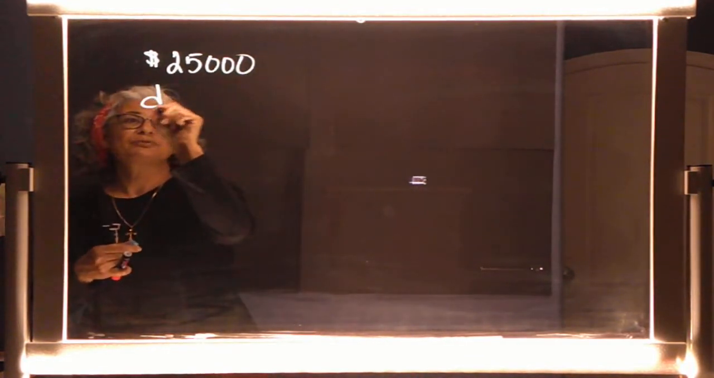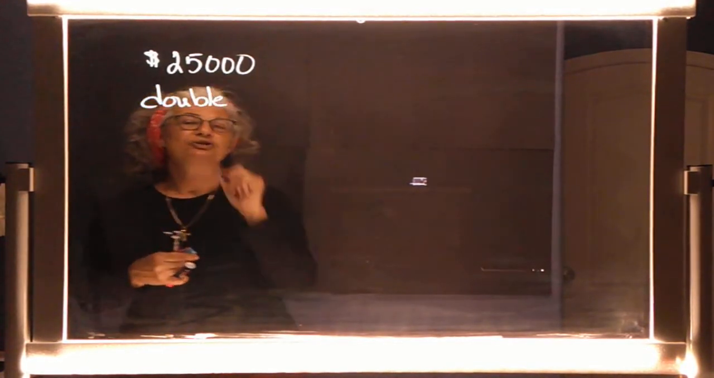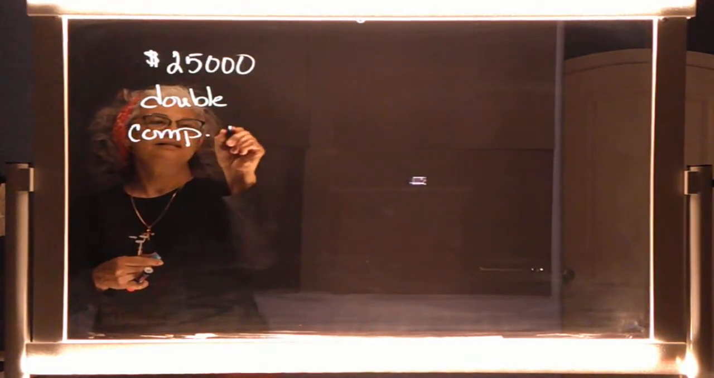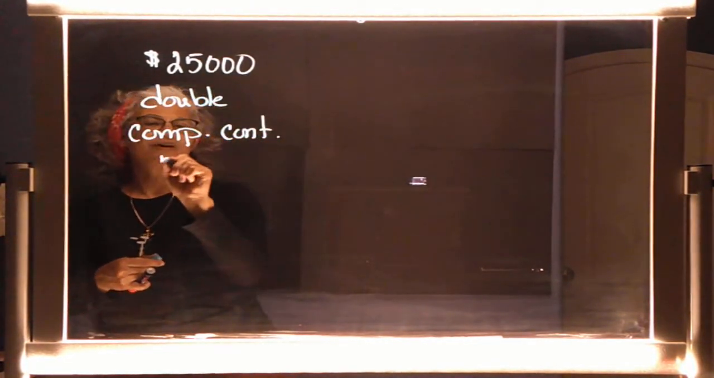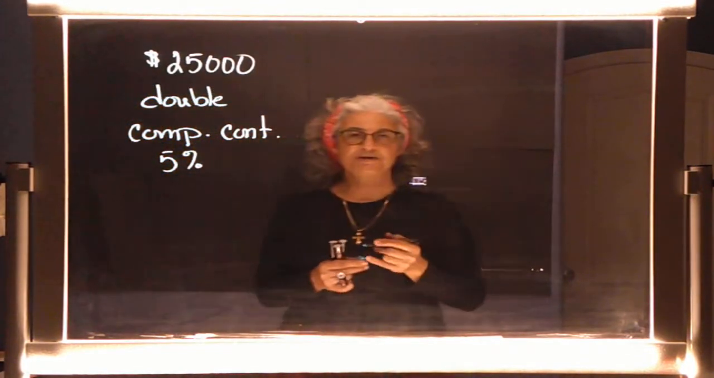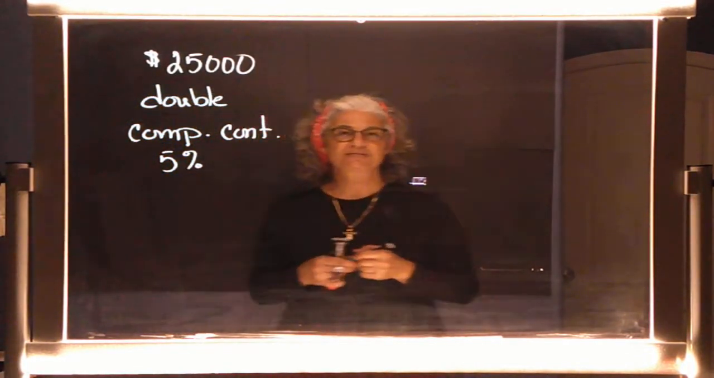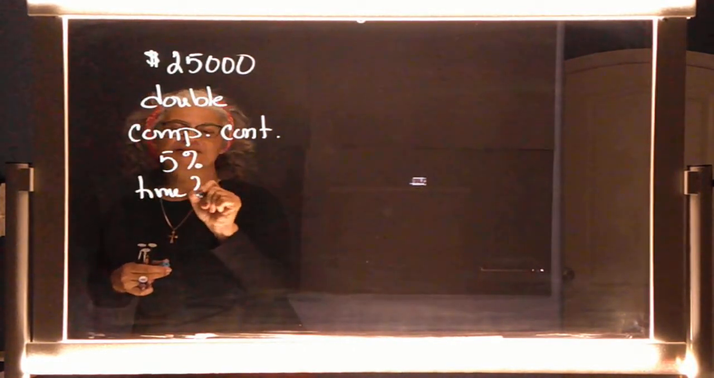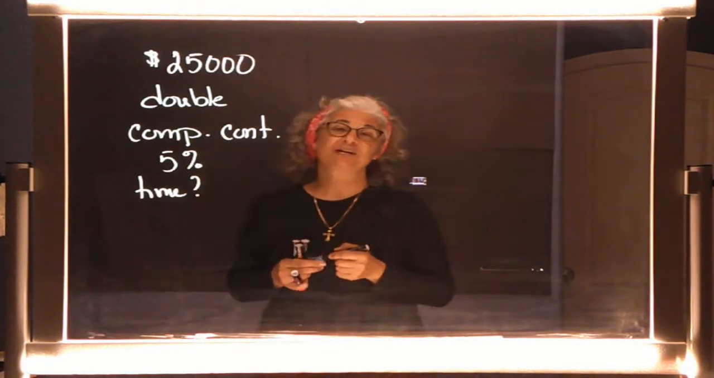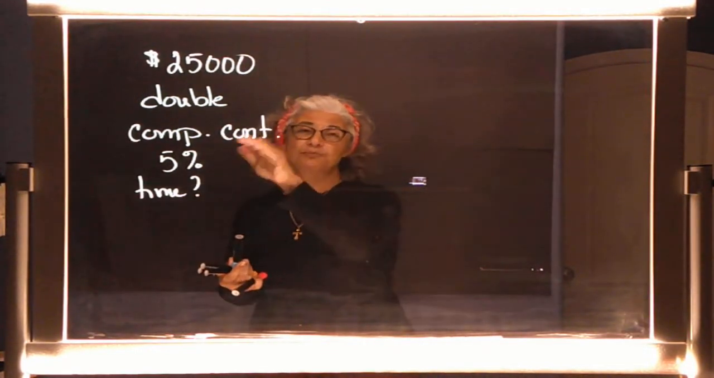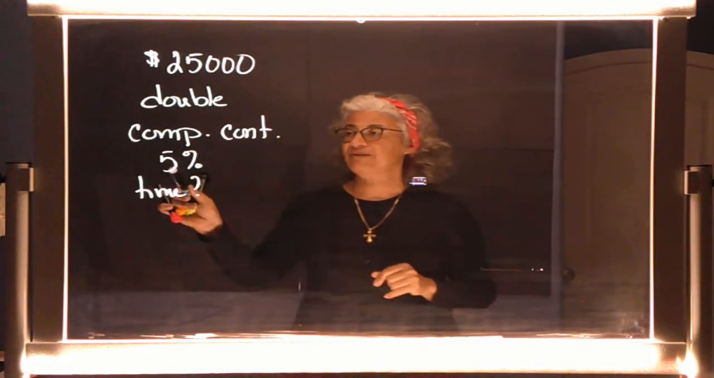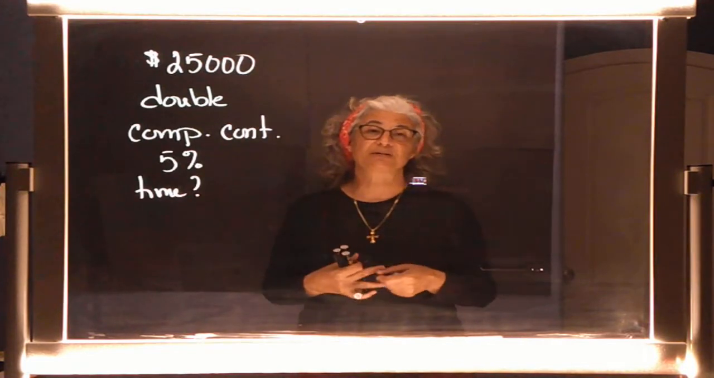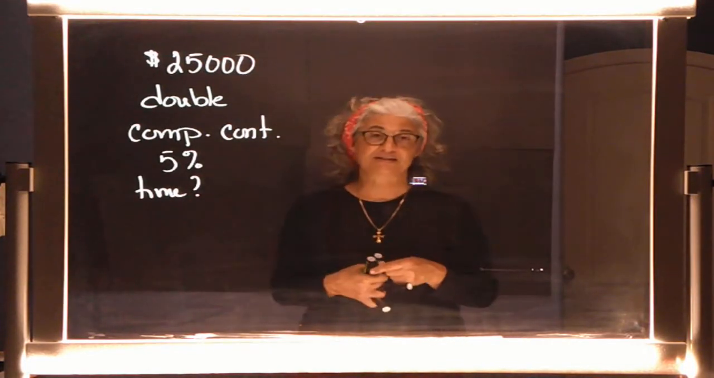So you're looking to double this amount of money. So you're going to put it into an account that's compounded continuously at 5%. With me? So my question to you is this. How long is it going to take? How much time is it going to take for this $25,000 to double if you put it into an account paying 5% compounded continuously? So we have a formula, don't we? Because it's compounded continuously, isn't it?